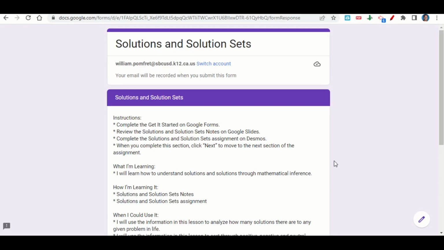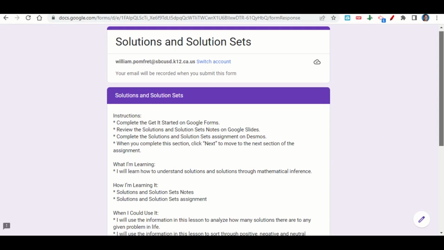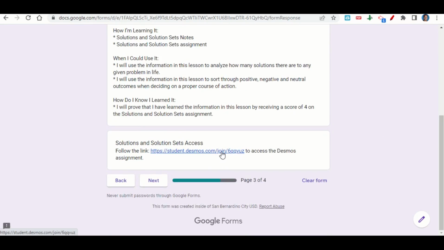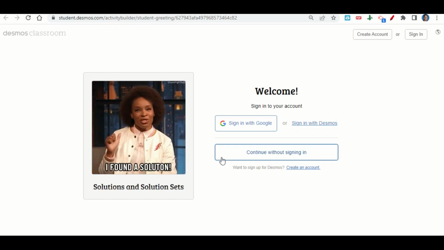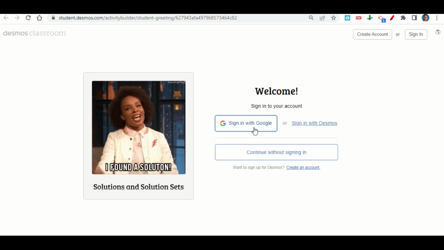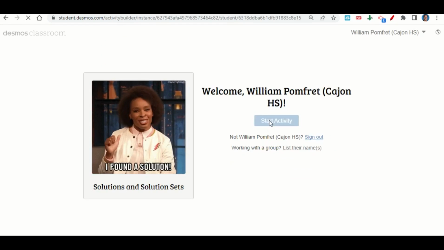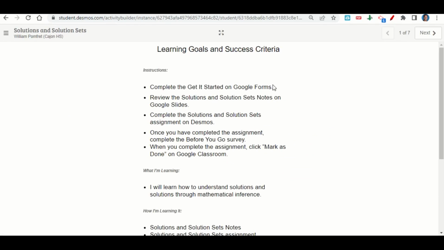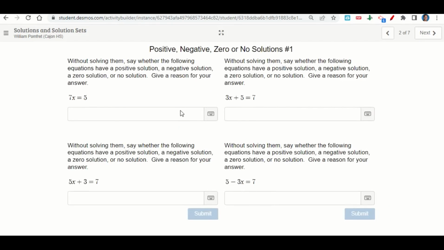The assignment begins with the learning goals and success criteria. If we scroll down, there's a link here that takes us to the Desmos activity. Go ahead and click on that link, and it should take you to a page that looks like this. Let's go ahead and click Start the Activity. The activity begins with the learning goals and success criteria. We'll go ahead and click Next.